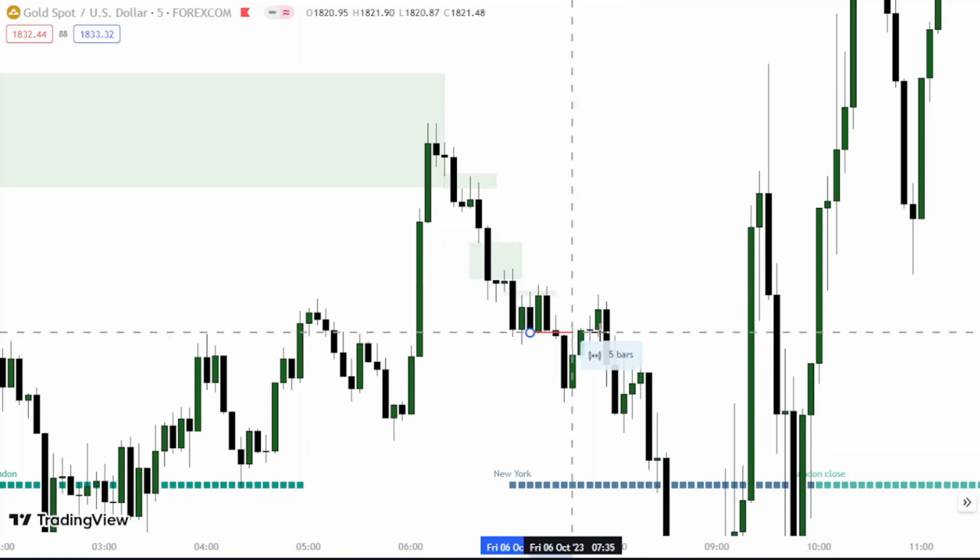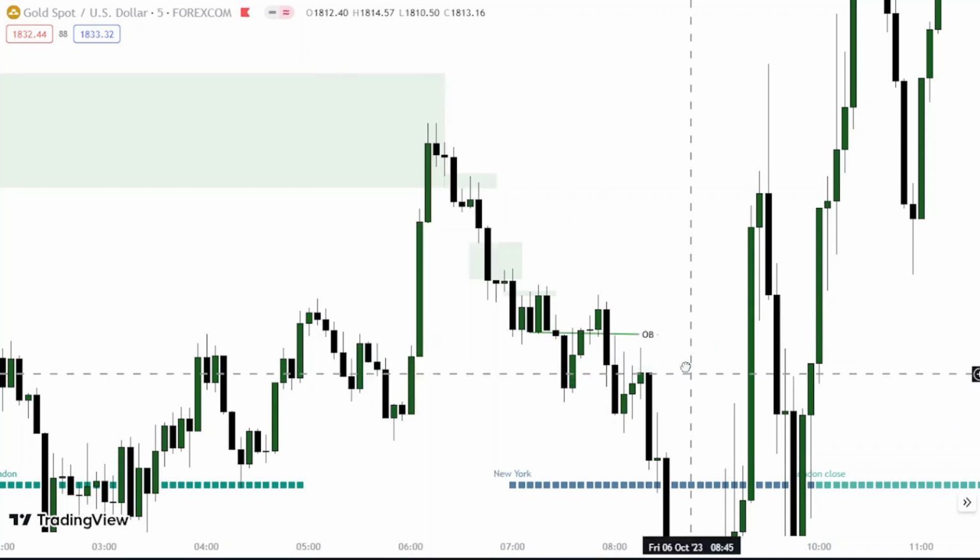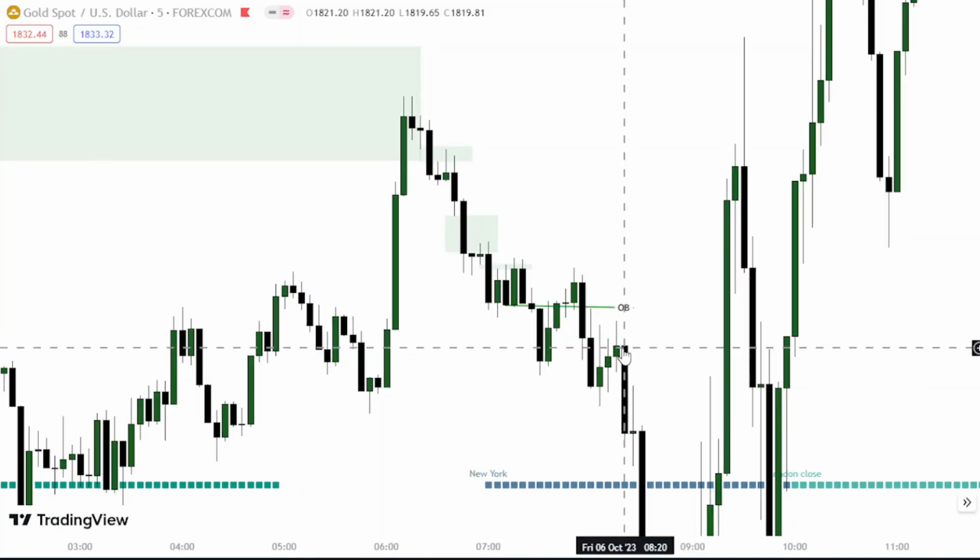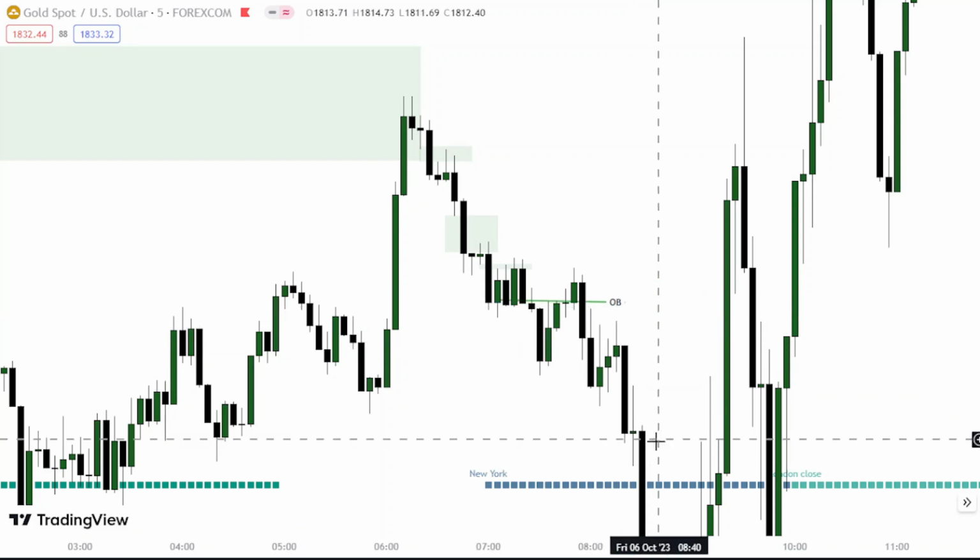This is an order block. Price tapped in here. Now, the strategy is 8.29, right? You need to wait for 8.29 before you take your trade. But on Friday, I actually entered before 8.29 because I saw something significant. So I entered before the news.